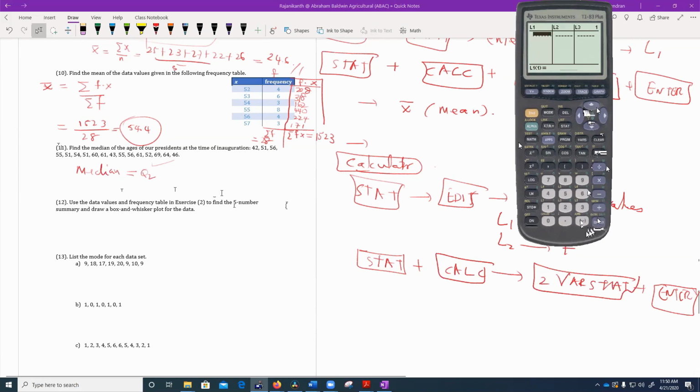So I'm going to enter all the data values. So 42, 51, and 56, 55, 56, 55, 51, 54, 51, 60, 54, 51, 60, 61, 43, 55, 61, 43, 55, 56, 61, 52, 56, 61, 52, 69, 64, 46, 69, 64, and 46.